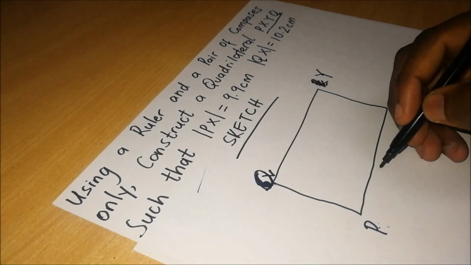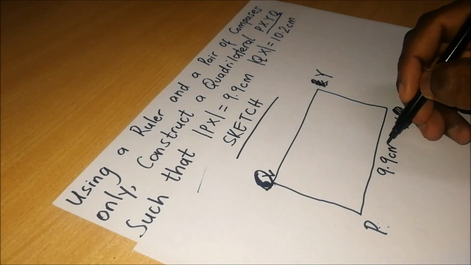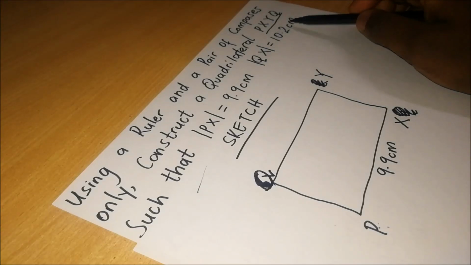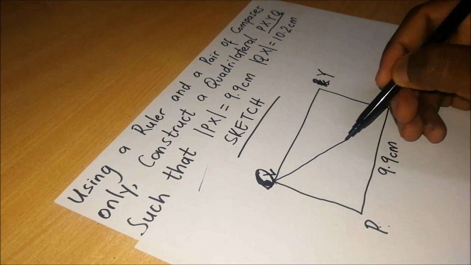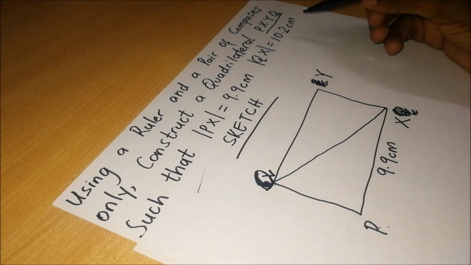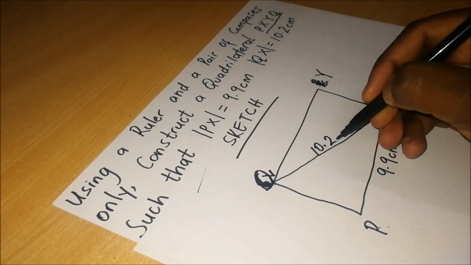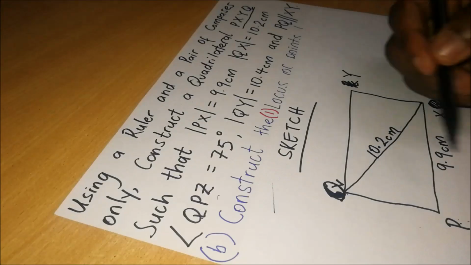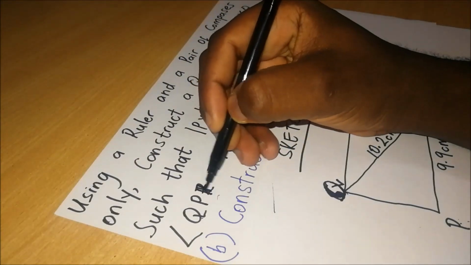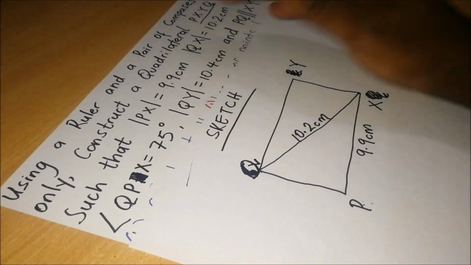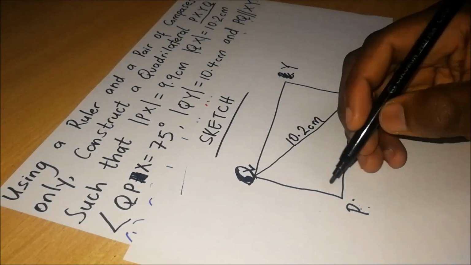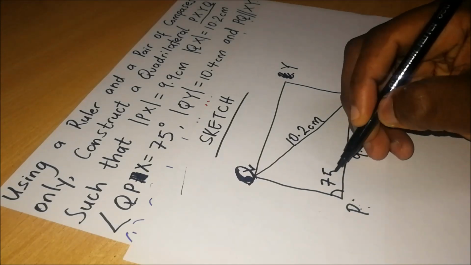So PX here is 9.9 centimeters. Then QX is 10.2 centimeters. So QX, this distance right here, the question says, is 10.2 centimeters. Angle QPX, this right here, is 75 degrees.